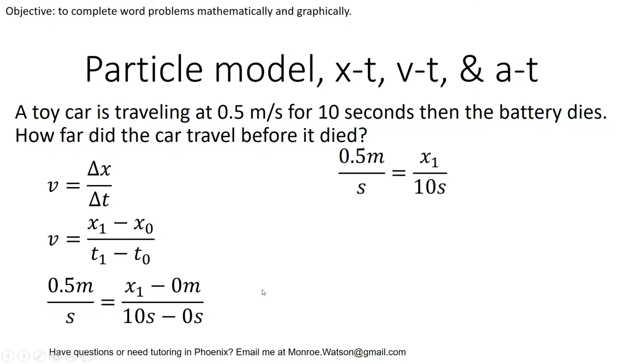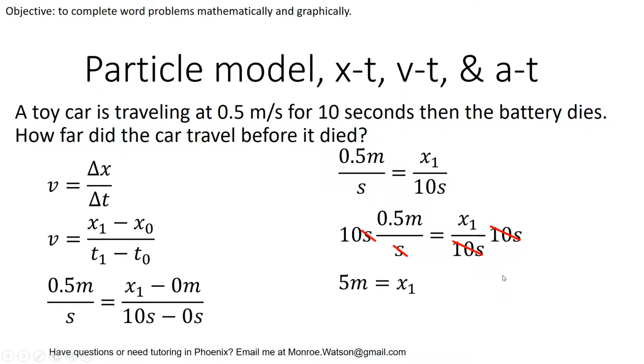They disappear. And so what I'm left with is my velocity, or 0.5 meters per second, is equal to my final position divided by the time in seconds. Multiplying both sides by 10 seconds, canceling my units, what I get is 5 meters for my position.